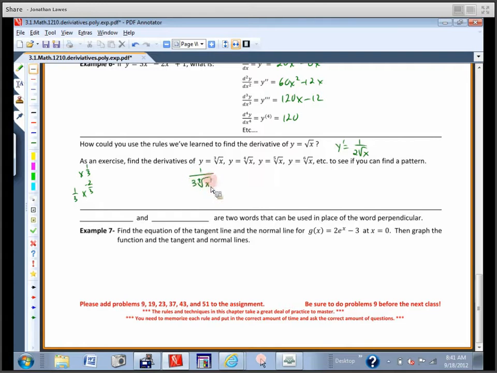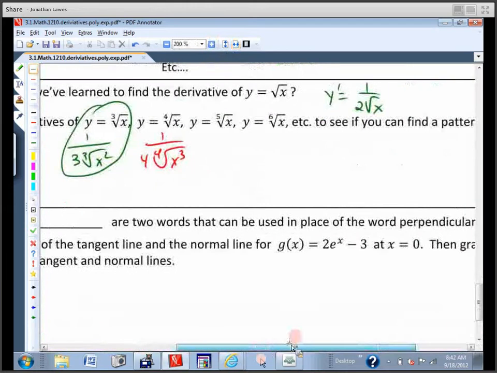So, didn't we do the cube root already? That would be x to the 1/3. So that's going to be 1/3 x to the negative 2/3. So if I wrote that, it would be this: 1 over 3 cube root of x squared. There's that derivative. Let's do the fourth root. X to the 1/4. That's going to be 1/4 x to the negative 3/4. So if I wrote its derivative, that's going to be 1 over 4, fourth root, x cubed.